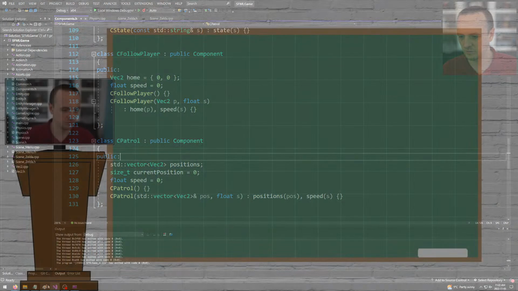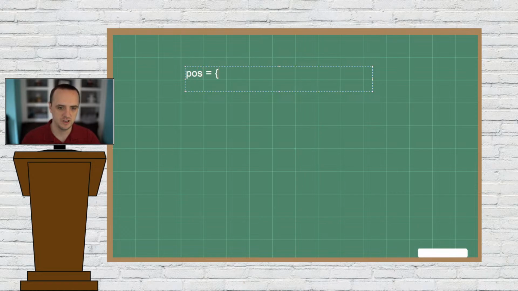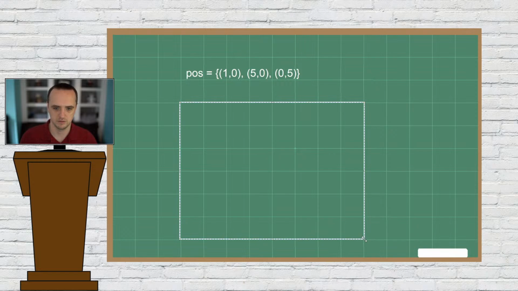Okay, so let me go over to the blackboard here for a sec. So for the patrol behavior, we are going to have a vector of positions. So positions equals, and we've got our position here. Maybe we got 1, 0, and then 5, 0, and then 0, 5. Okay, so if these are our 3 patrol positions, let's make a little sample level here. If my patrol positions are 1, 0, then that would be right here. And then 5, 0, 1, 2, 3, 4, 5. And then 0, 5. So these are my 3 patrol positions here.